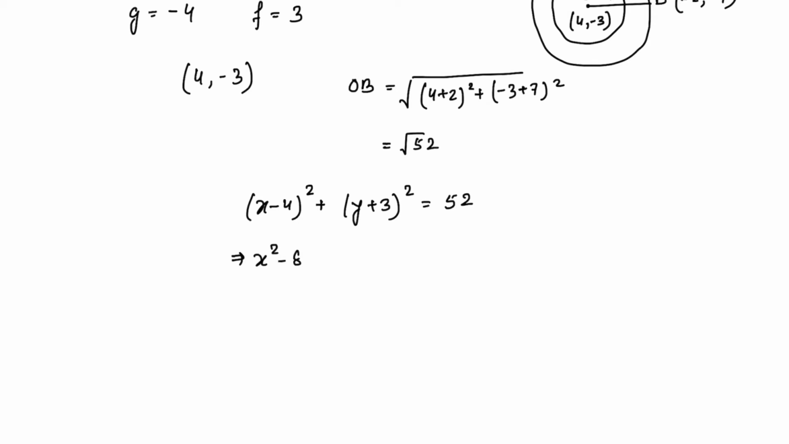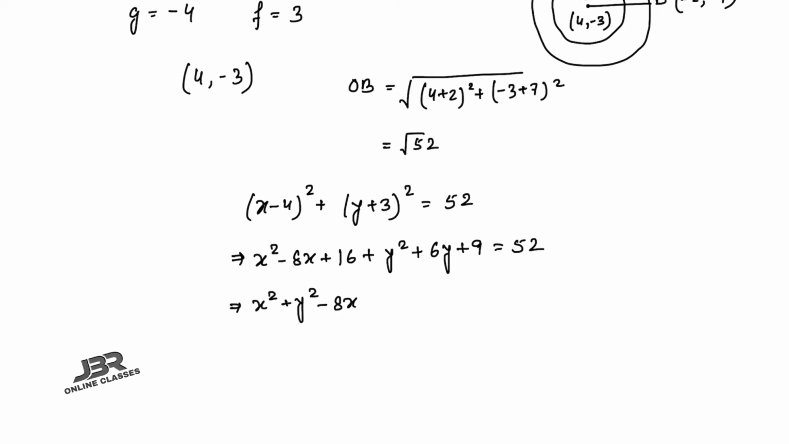So x square minus 8x plus 16, then y square plus 6y plus 9, that equal to 52. Okay, is it clear? Now next, 16 plus 9 is 25. So write down x square plus y square minus 8x plus 6y, and 52 minus 25 is 27, so minus 27 equal to 0. So that is your answer.